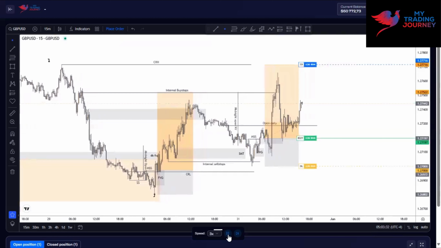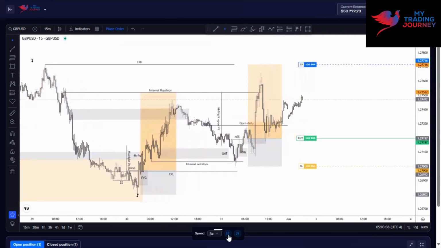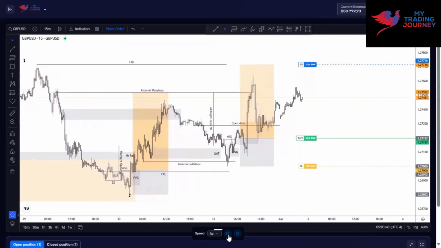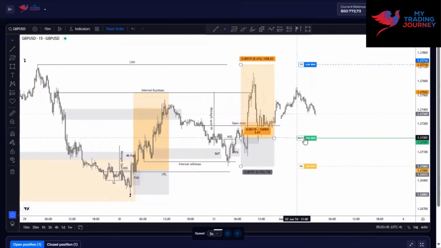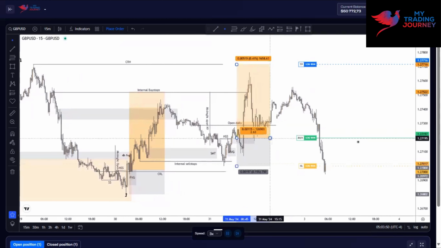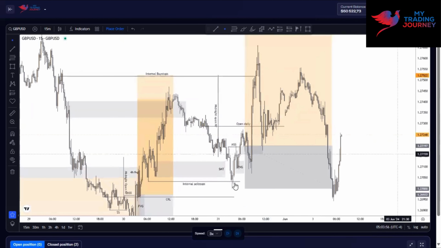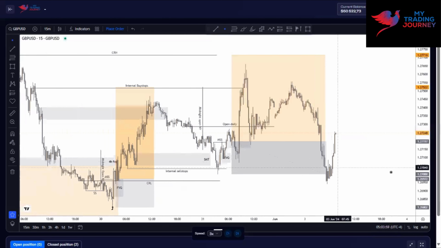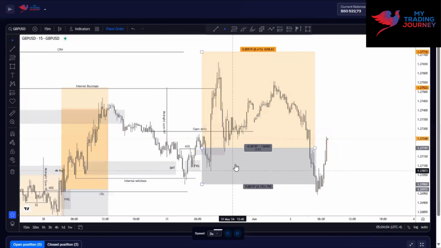Price came back to entry. Back to entry again. Okay, meaning that the second trade that you would have taken would have been at break even, right? Even though I didn't move my stop loss right here on this platform.